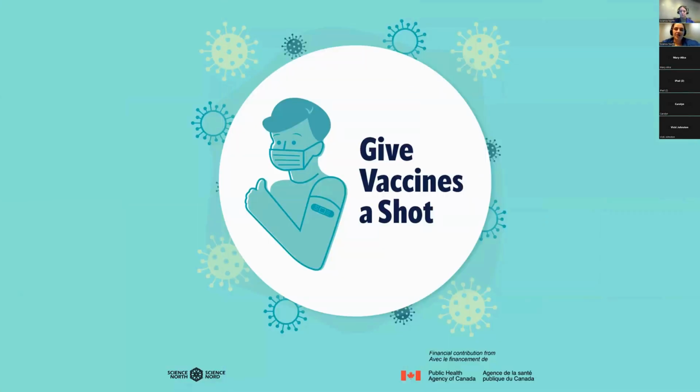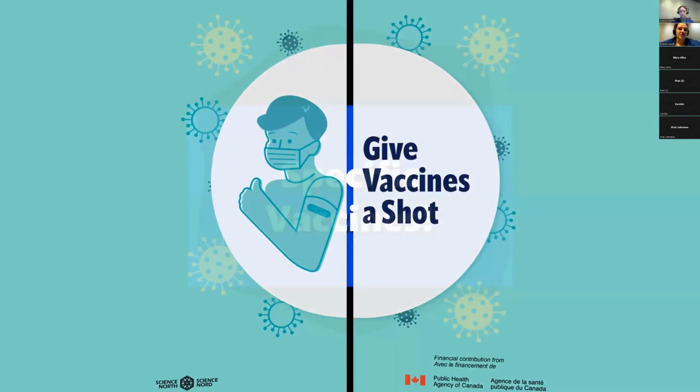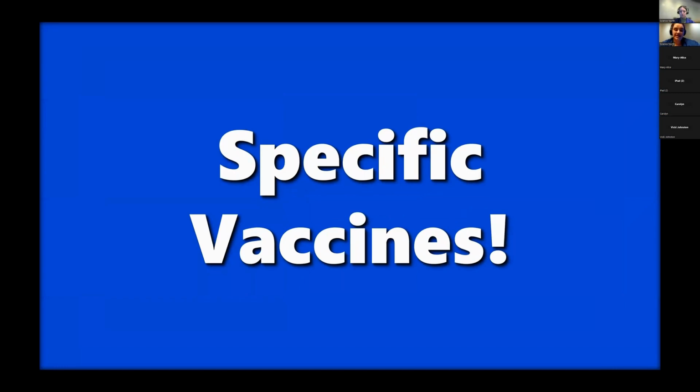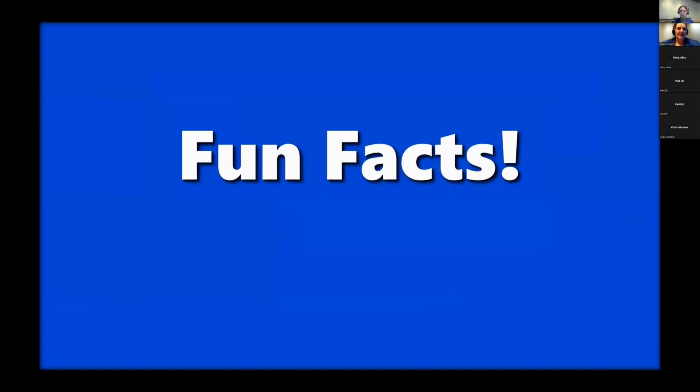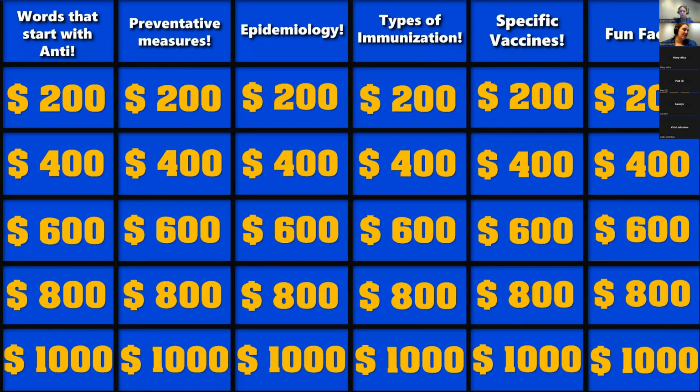The next category, or the fifth category, is going to be our specific vaccines category. And the last one, I wanted to throw in a few fun facts for you. And so those are our 6 categories. And what you'll see on the screen here is our 6 categories there.